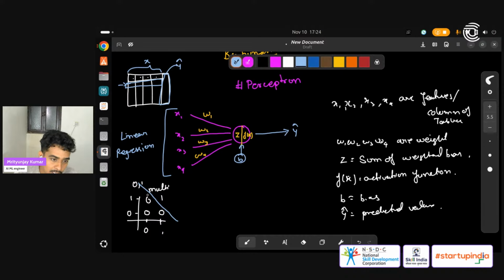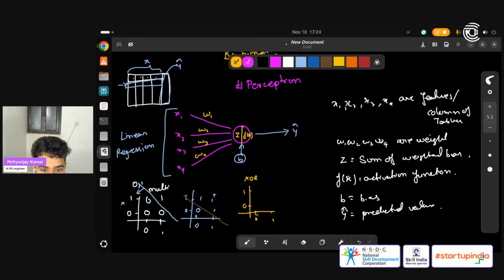If any point comes below the line, it falls under 0. If it is above the line, it falls under 1. The same applies to addition as well, like 0 0 and 1 1 for addition. This is for multiplication, this is for addition. Here also we can draw a single line and separate the points. But if we have an XOR operation, 0 0 is always going to become 0, right?